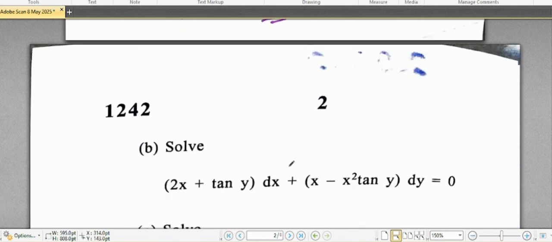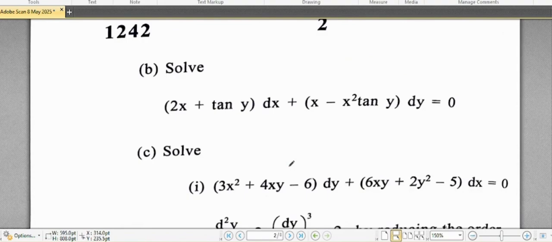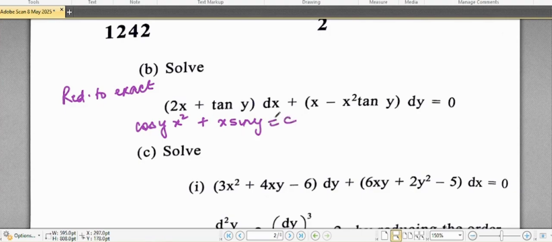Moving on to the second part. If you look at the second part, again a standard question from Ross. It's reducible to exact, which can be done using rule 2. Del n by del x minus del m by del y upon m is going to be just a function of y. So you can find the integrating factor as cos y and just multiply the equation throughout by cos y and find the answer. Towards the end, it's going to become exact after applying rule 2, and the answer is going to look like this.